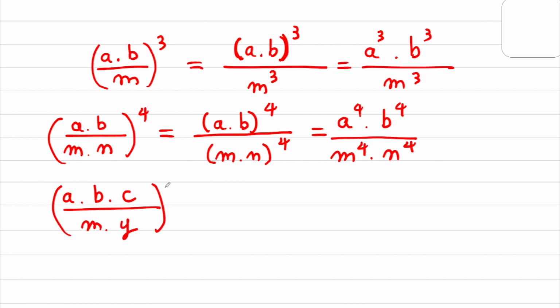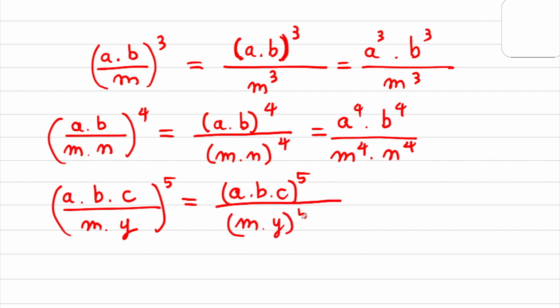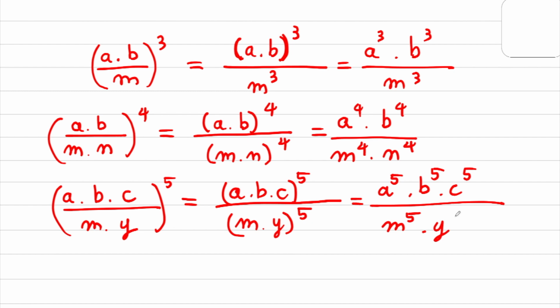And one more step, a times b times c, and over m times y. So the outside will be 5. The first writing is a numerator power number with 5, and the denominator m times y, and you got 5 outside like this, and a to the 5, you got b to the 5 here, and you got c to the 5 here, and the same thing is m to the 5, and you got y to the 5 like this one.